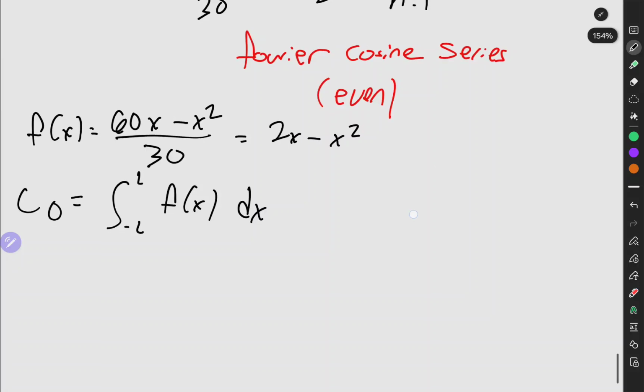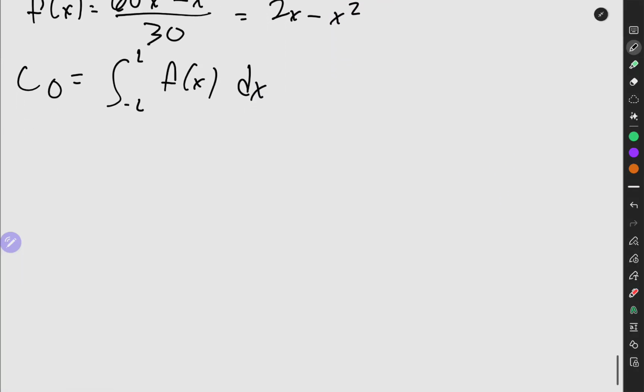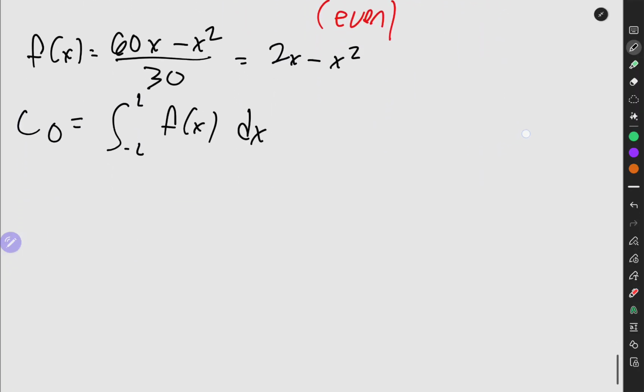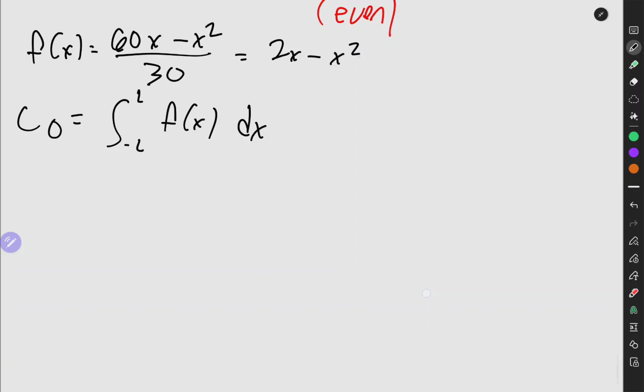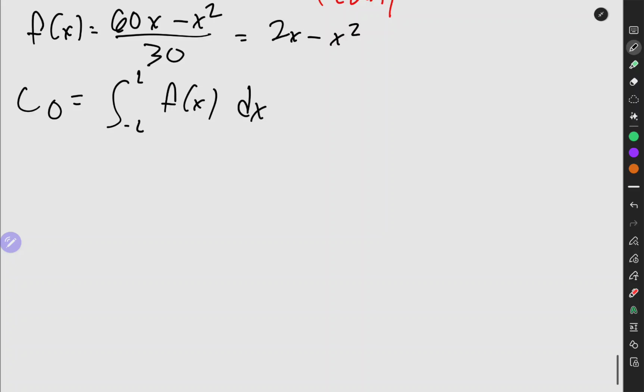Okay, so since this is an even series, that tells us that f of x is going to be even. Okay, so it's even, and we know f of x is then going to be even. So when we do this, we can go from 0 to 40 and multiply the whole thing by 2. All right, and then we have 2x minus x squared over 30.